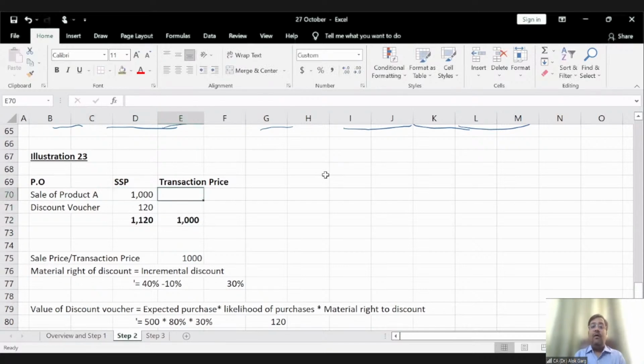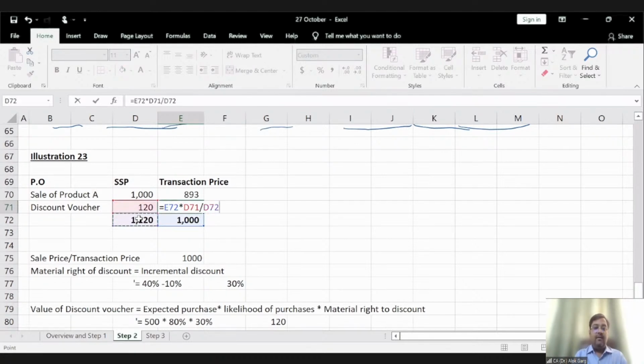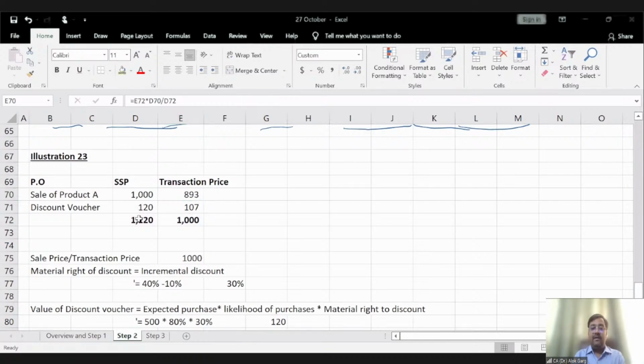So now, how do I allocate the transaction price into my product and discount voucher? I have to allocate this transaction price in the ratio of standalone selling price. 1000 multiply by 120 divide by 1120. Okay. Is it clear, friends? You remember the example of the helicopter view example?